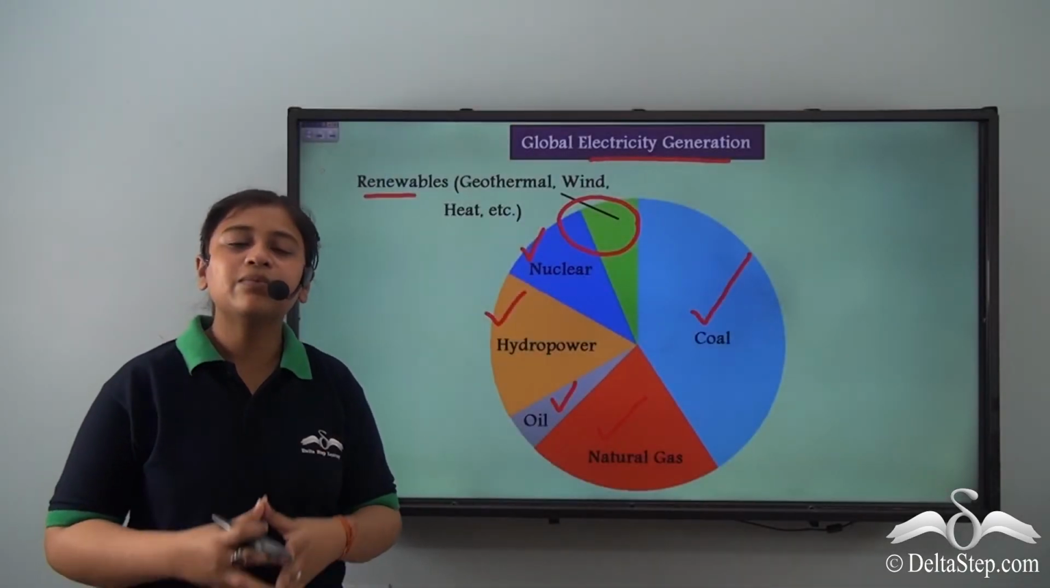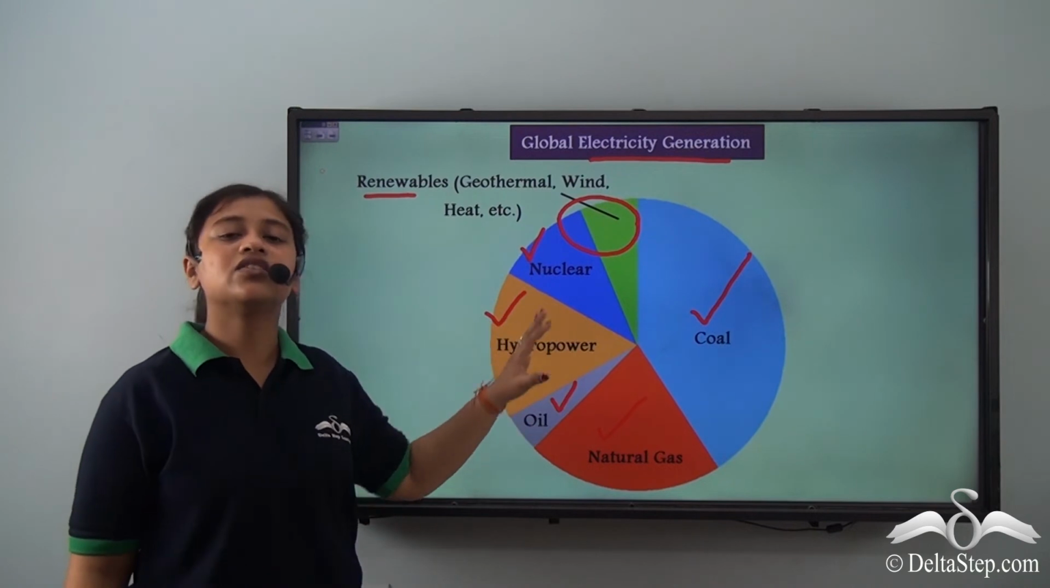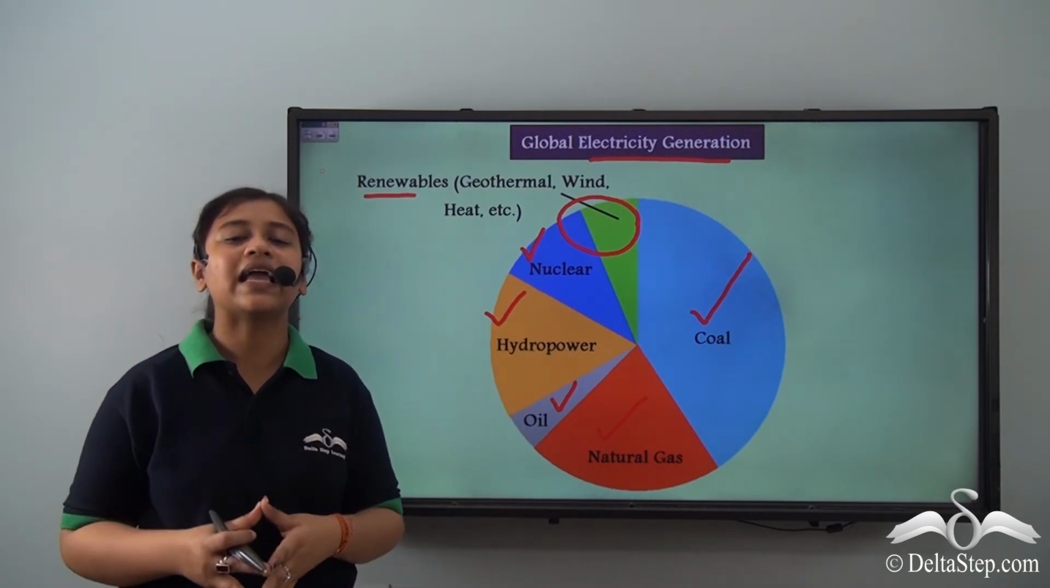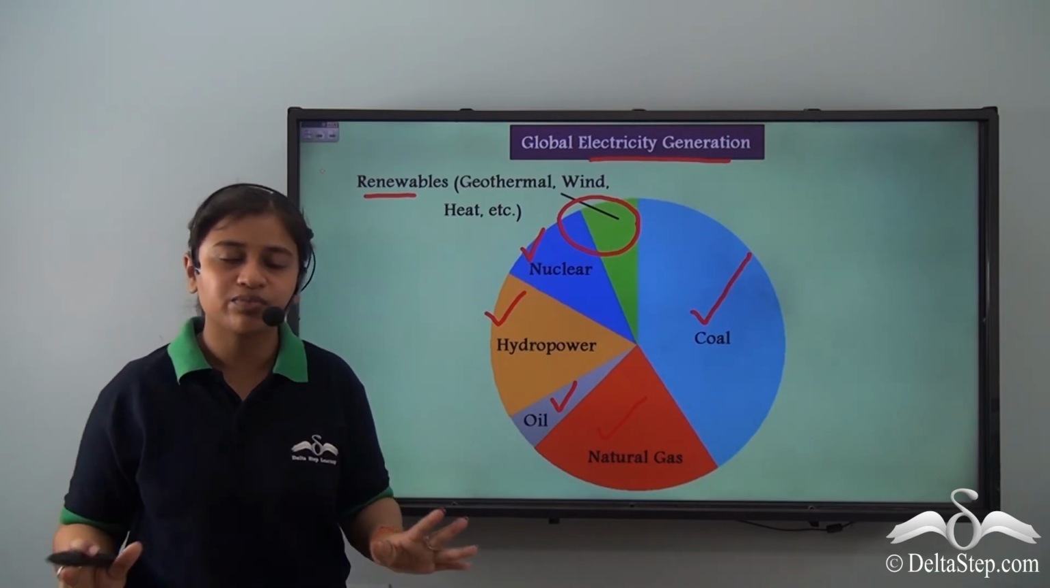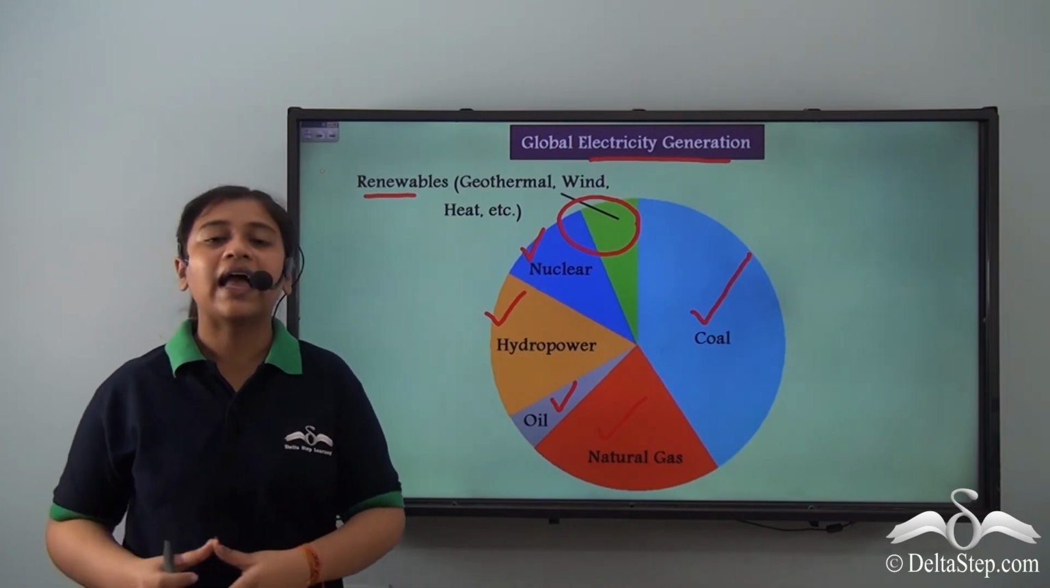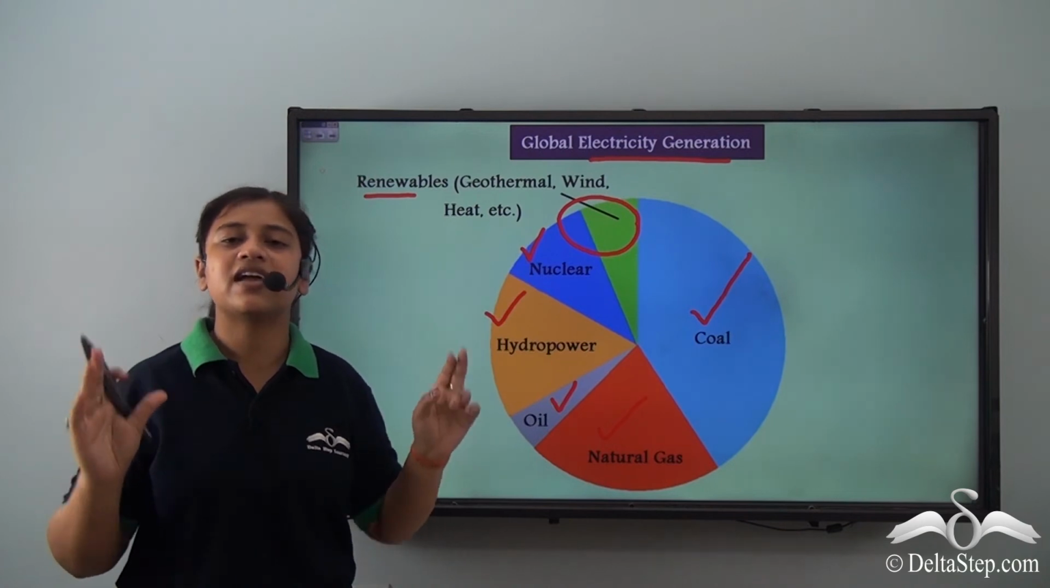So if we keep using these limited non-renewable resources, then there will be a time very soon where there will be no resources left to provide us with any form of energy, and we will face a major energy crisis.